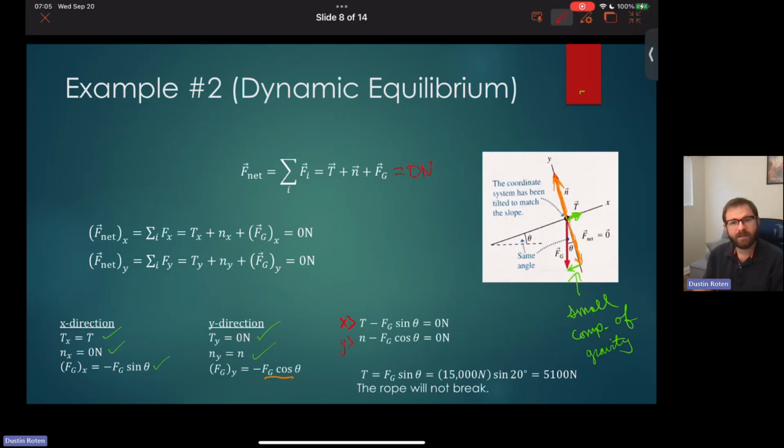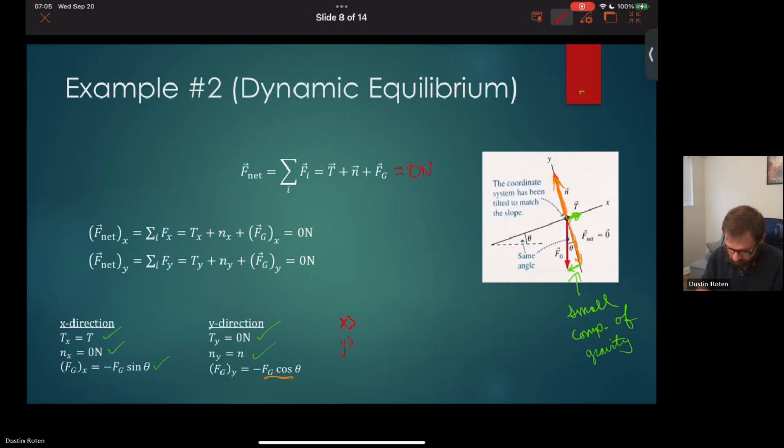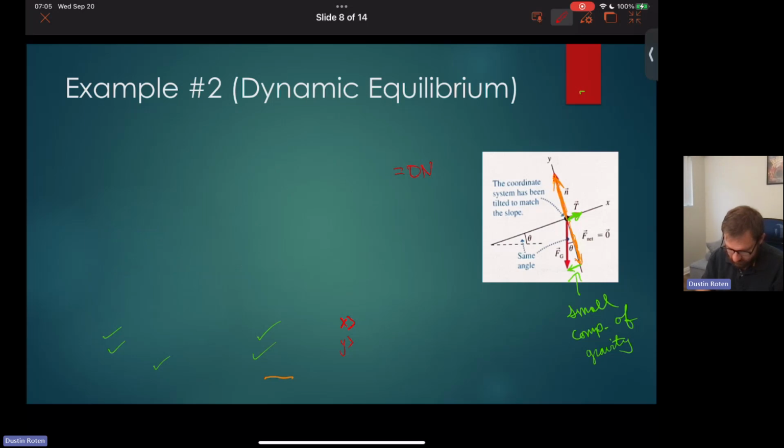Okay, so we're just looking for the tension in the rope. I want to check something really quick. Just give me 1 second. Yeah, okay.